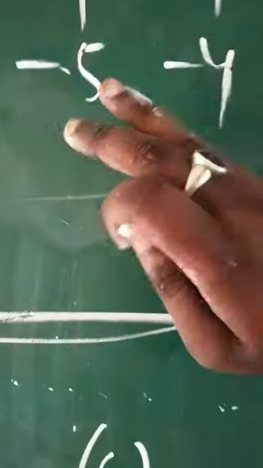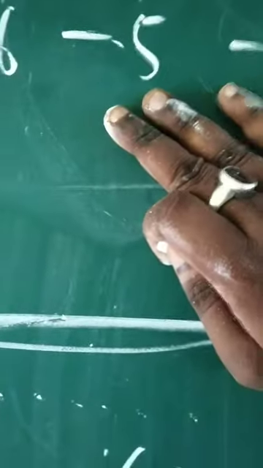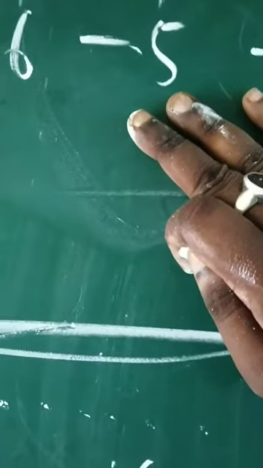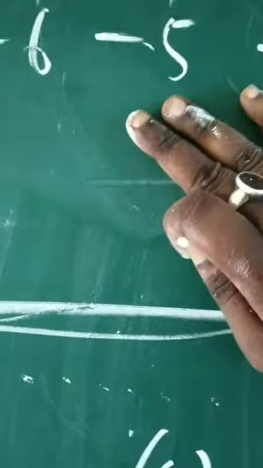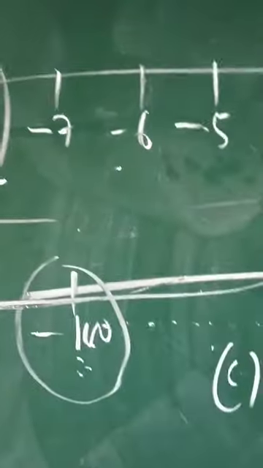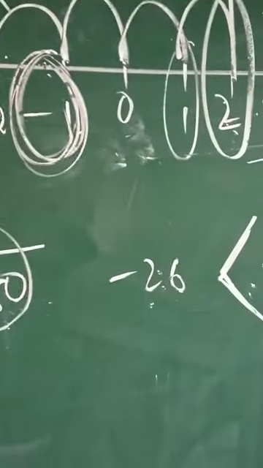This is my answer. Children, make sure while you are solving these questions, please draw the number line and solve your answers. Without a number line, the answers won't be accepted. So please make sure that you have drawn the number line while you are solving these questions. Let's go for the next one.